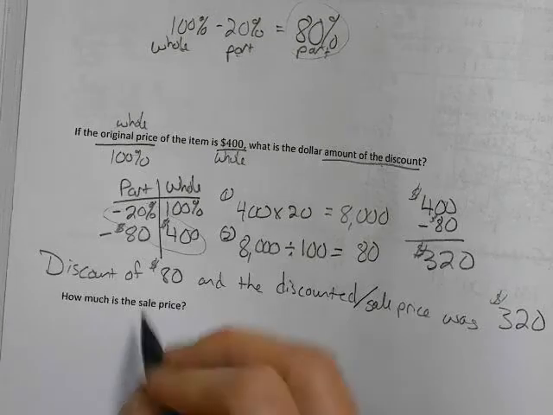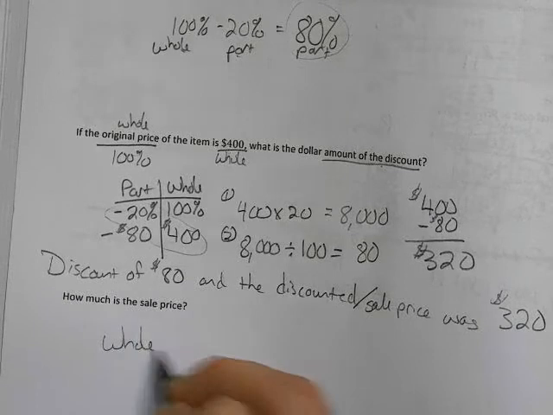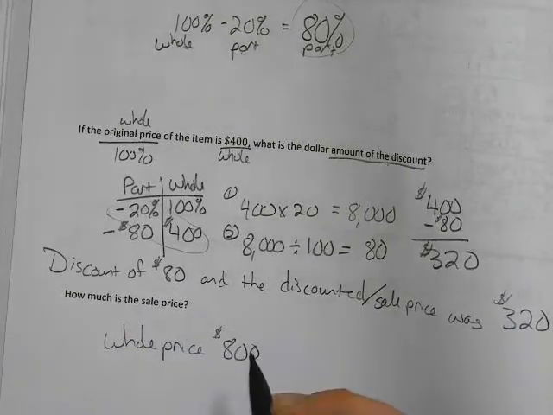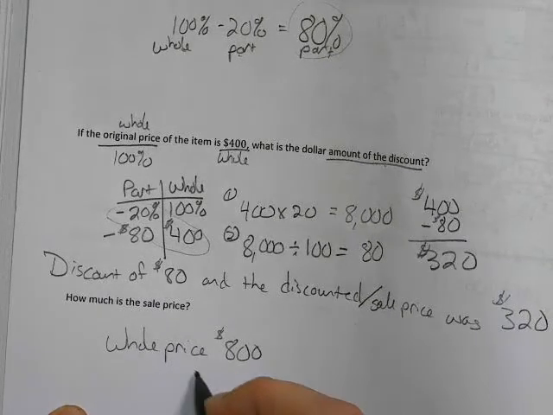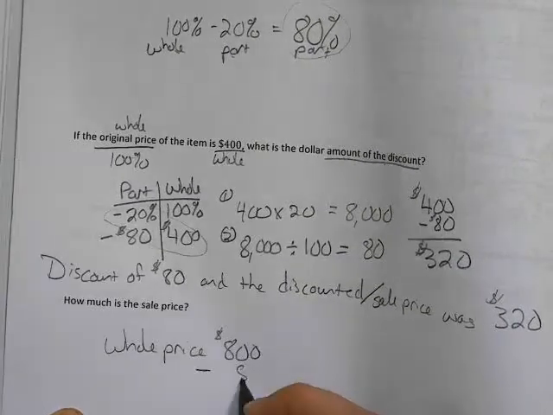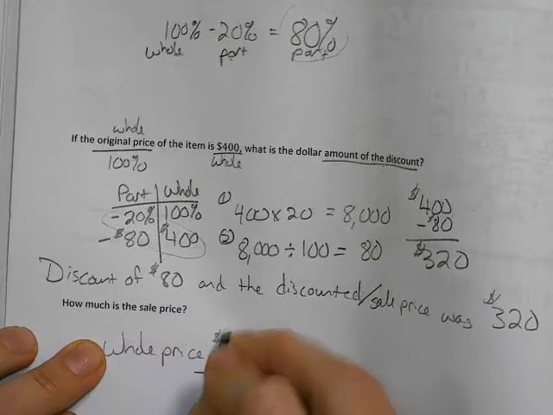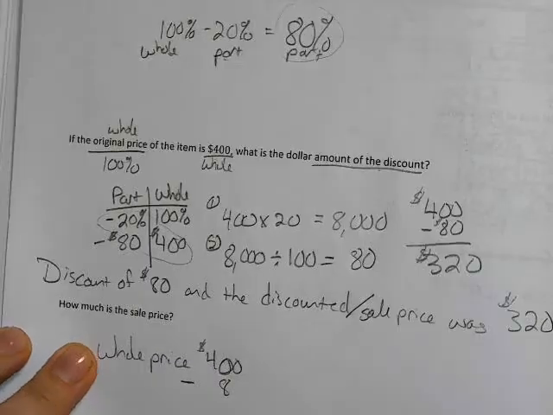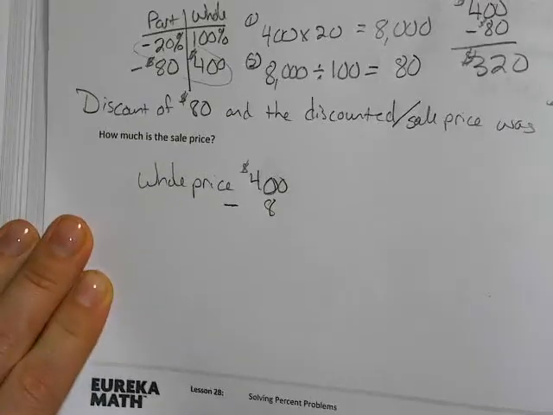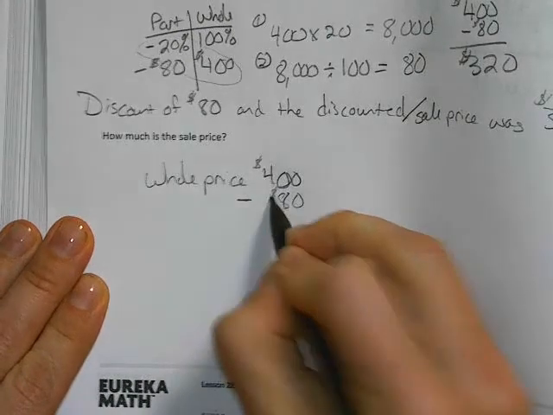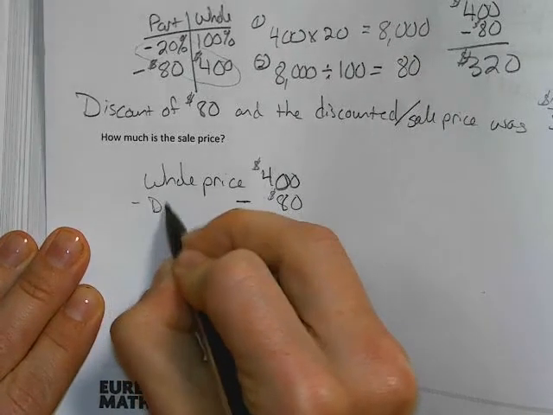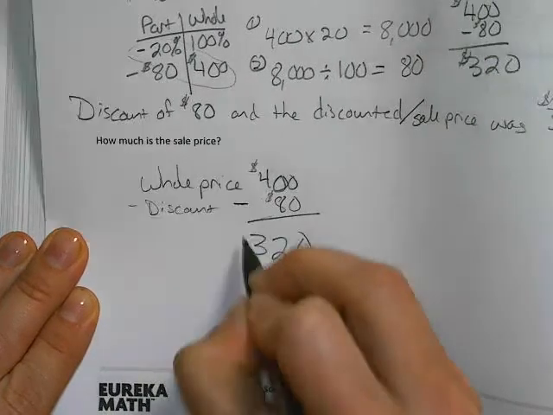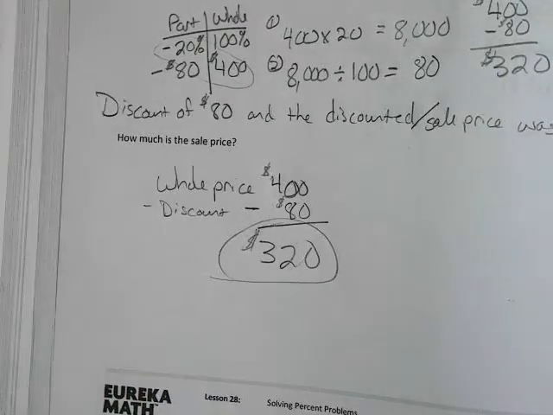So what we did is we took our whole price of... I'm sorry, it's $400. I was thinking of that 80. $400 minus the discount of $80. And that gave us the sale price of $320.